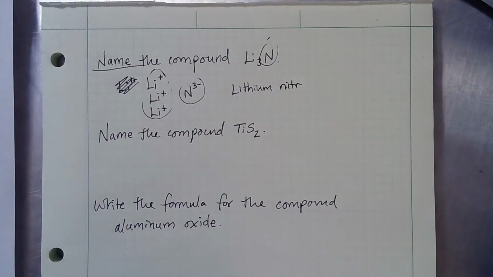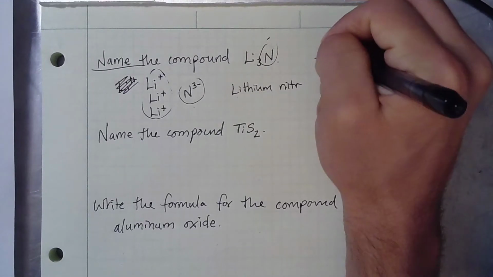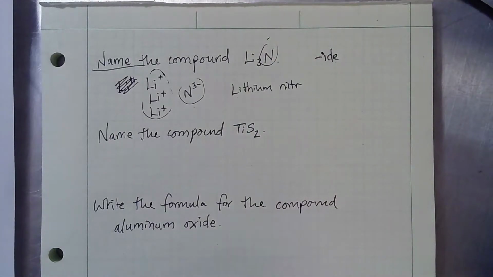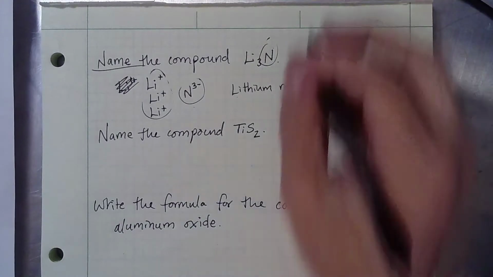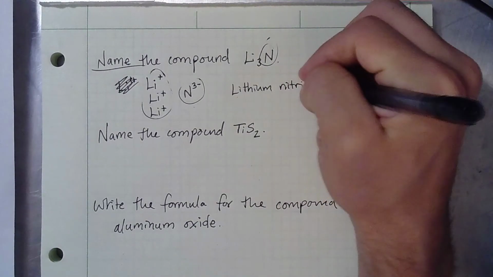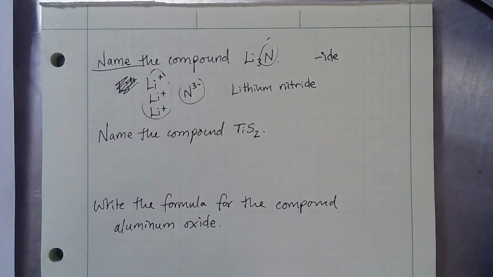Now this is the element nitrogen. Only thing you got to remember here is that anions get the suffix IDE. It's going to take a little bit of time for you guys to learn what these different anions are. This is lithium nitride. So it's not nitrogenide or nitrogide or anything like that. It's just lithium nitride.